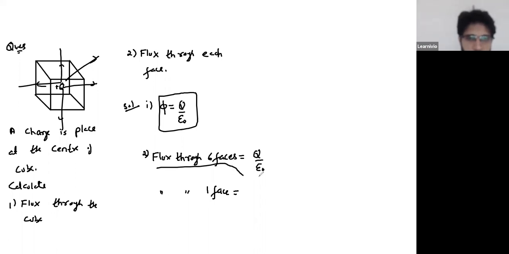Now you got this. If the flux through the cube is q by epsilon naught and the cube has 6 faces, I can write this as through 6 faces, flux is q by epsilon naught. Fatma, what should be the flux through one face? Through 6 faces, it's q by epsilon naught. I'm asking about one face.